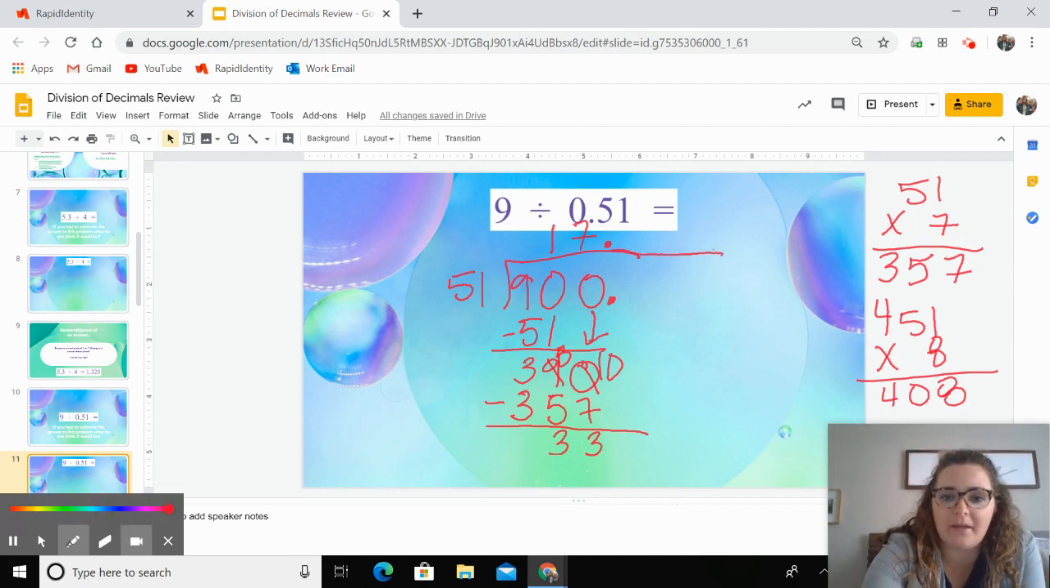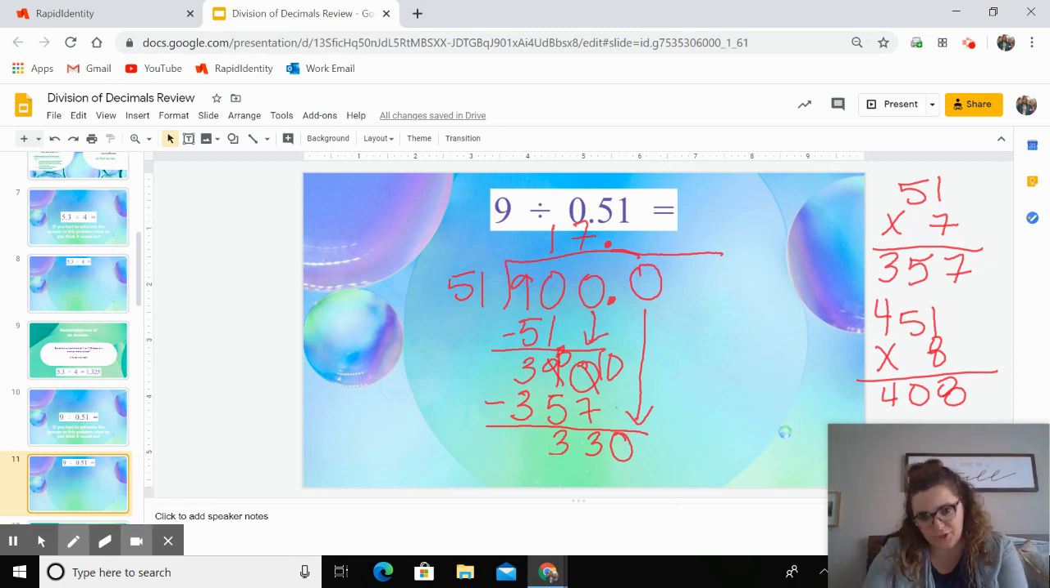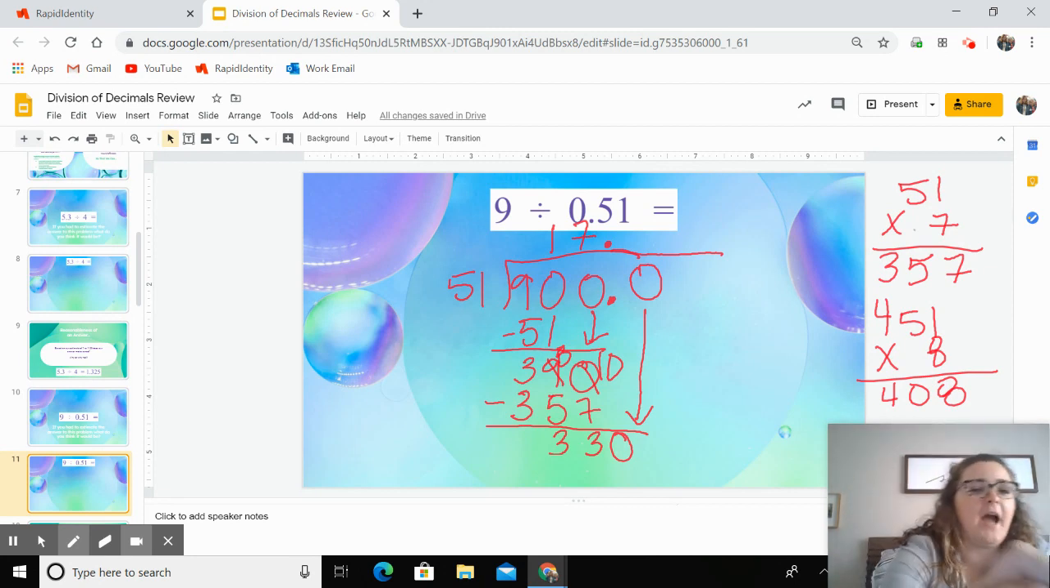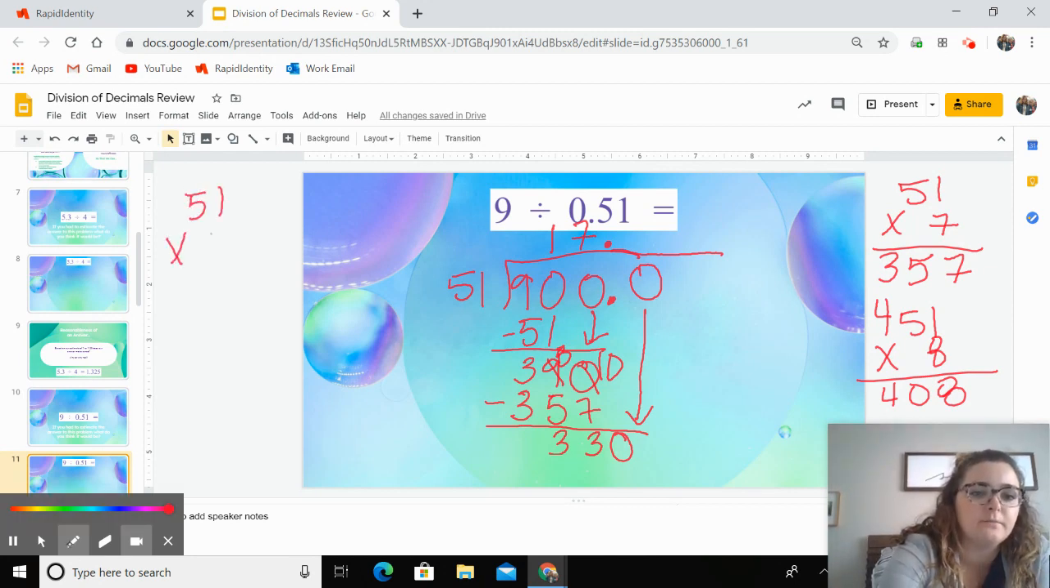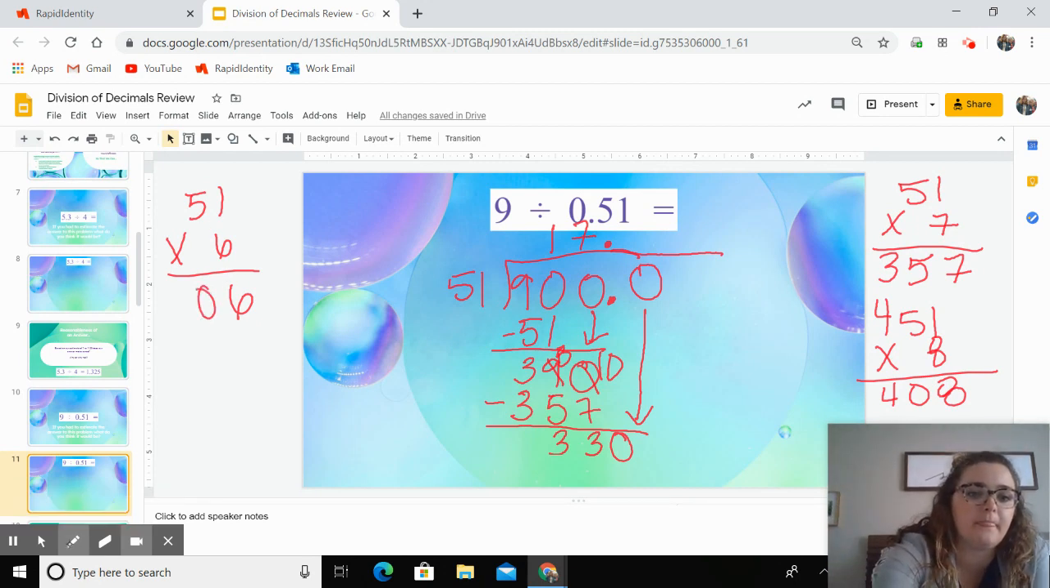All right, I can't stop here, though, because I still have some left over, and I need to add some zeros. I'm not at my thousandths place. So I'm going to add a 0 and drop it on down, okay? Now, how many times can 51 go into 330? So it can't go in 7 times and it can't go in 8 times. I have a feeling it's just 6, but we'll go off to the side to check and make sure.